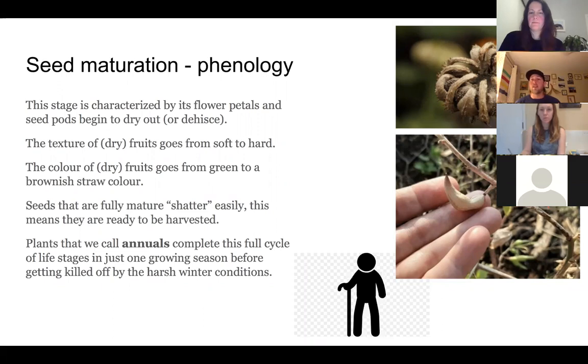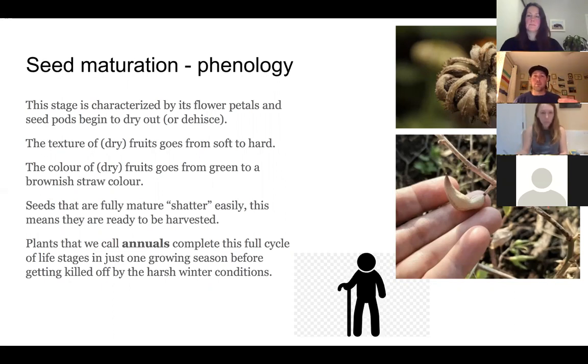This is when we start to talk about seed saving, that's the pattern you need to look for when harvesting those seeds so that you can save them correctly. You'll see the texture goes from soft to hard. The color goes from greenish to this brownish straw color. And you'll find that if you pull on those fruits or the seeds, they shatter off their parent plant really easily. You don't have to pull on them very hard. That's one of the telltale signs that you're picking them at the right stage.